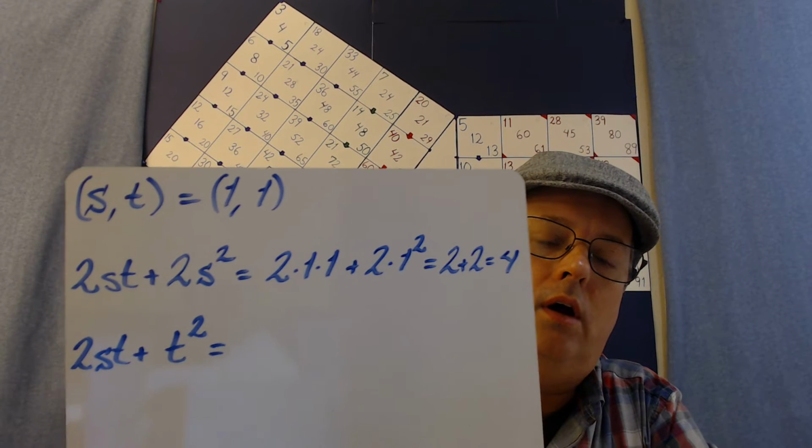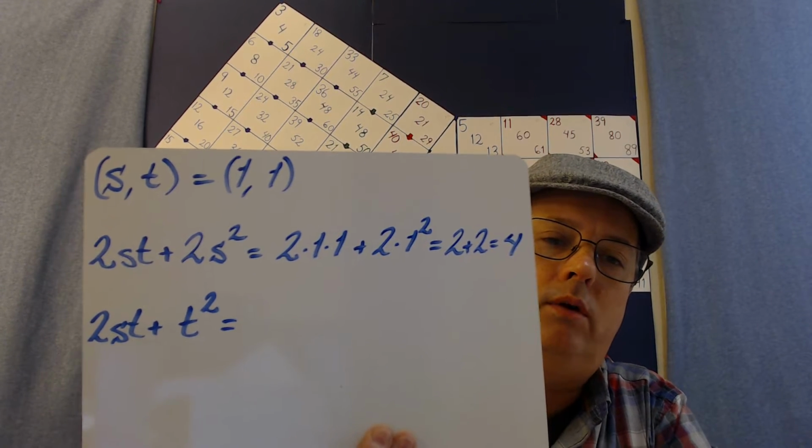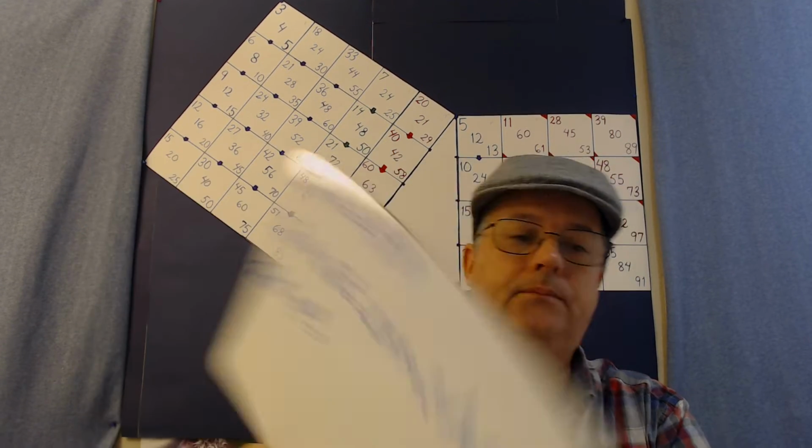Okay, so let's continue to plug in 1 and 1 for s and t here. And so we have 2 times 1 times 1 plus 1 squared, and that's giving us 2 plus 1, that's giving us 3.